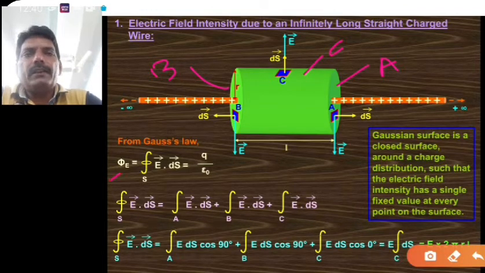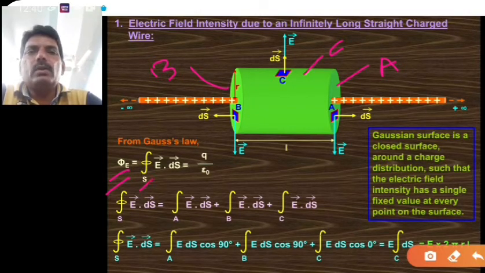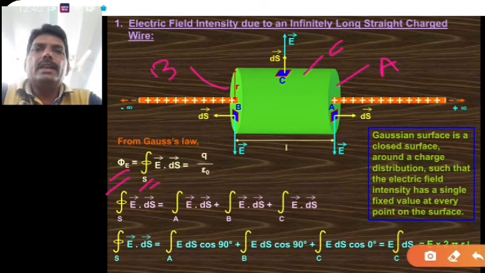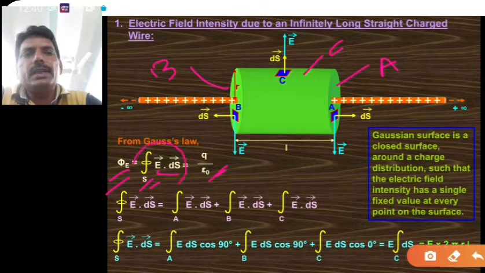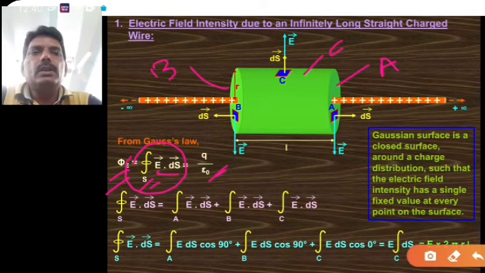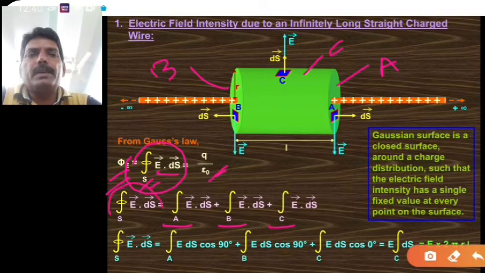The total electric flux coming out of this Gaussian surface, by the Gauss theorem, is the closed integral over surface S. Here the closed surface is nothing but the cylinder. So the closed surface integral over S of E dot ds is equal to q upon epsilon naught. This is the statement of Gauss law. Now I will divide this closed integral over the surface into three parts: the integral over A, the integral over B, and the integral over C, taking the integral over the respective surfaces. The sum of all these will be the closed surface integral.